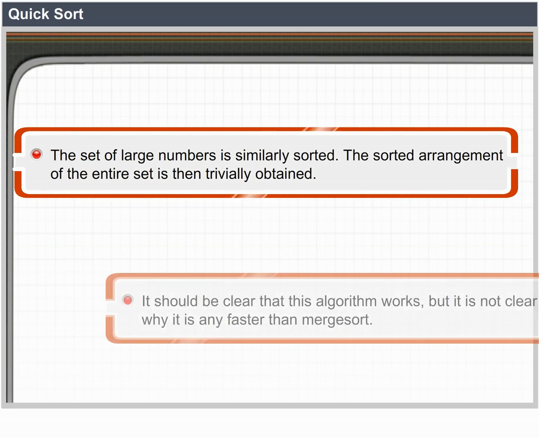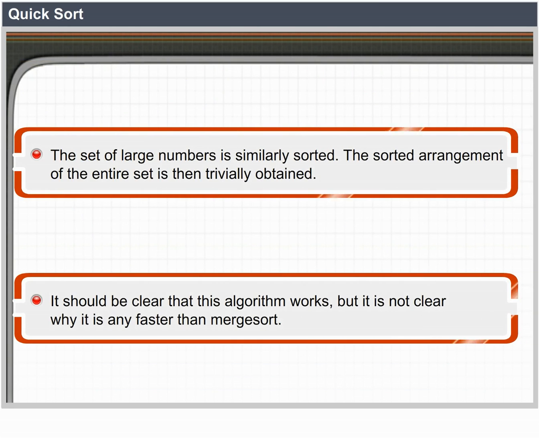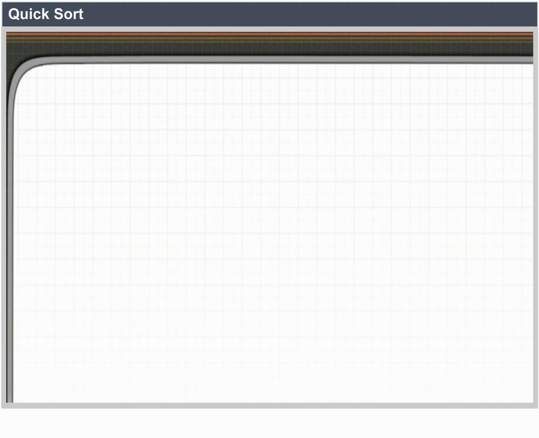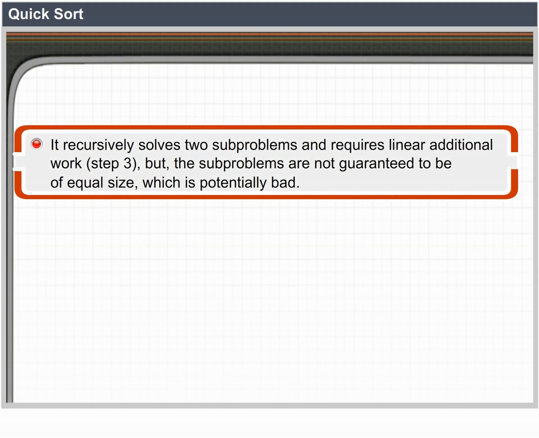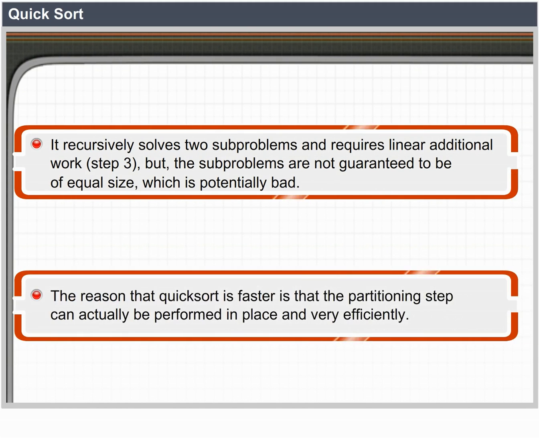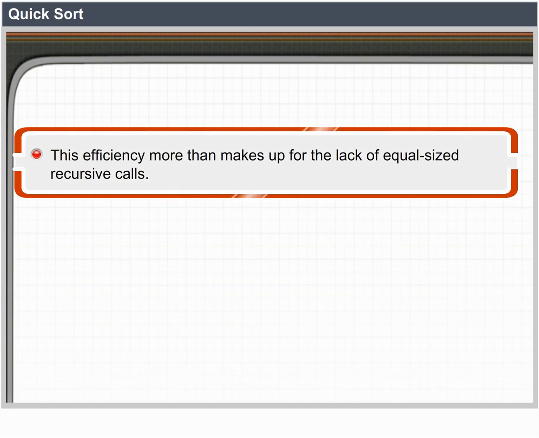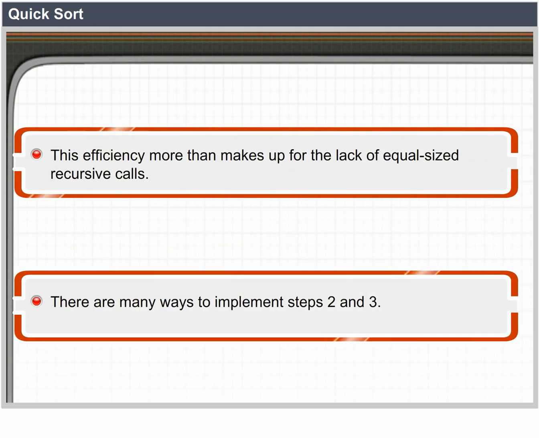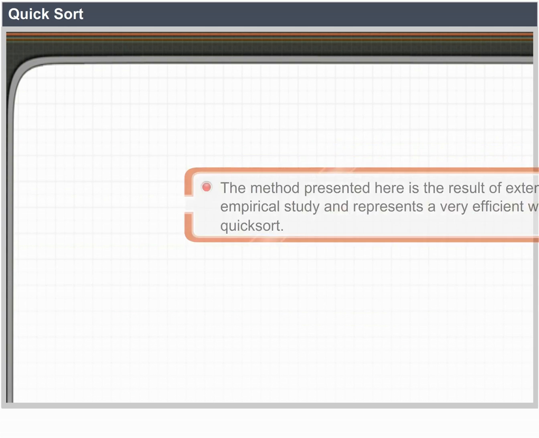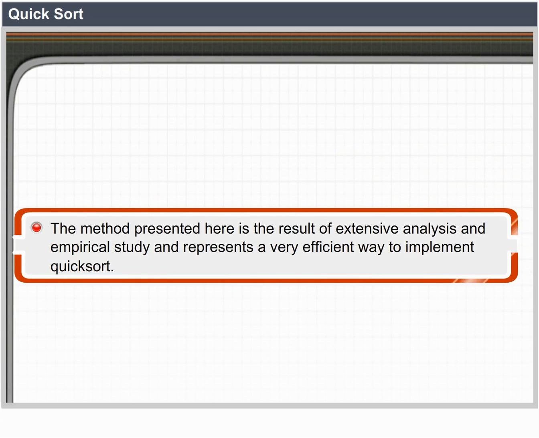It should be clear that this algorithm works, but it's not clear why it's any faster than merge sort. It recursively solves two subproblems and requires linear additional work, Step 3. But the subproblems are not guaranteed to be of equal size, which is potentially bad. The reason that quicksort is faster is that the partitioning step can actually be performed in place and very efficiently. This efficiency more than makes up for the lack of equal-sized recursive calls. There are many ways to implement steps 2 and 3. The method presented here is the result of extensive analysis and empirical study and represents a very efficient way to implement quicksort.